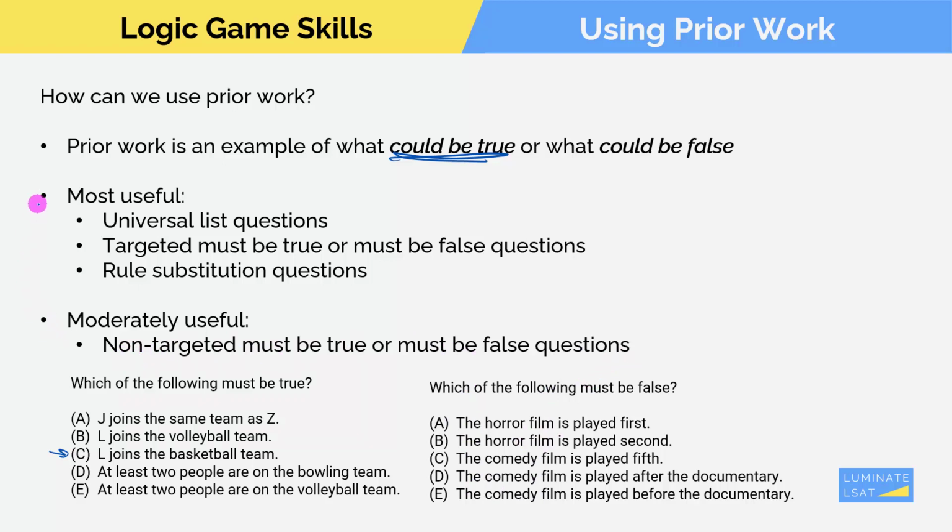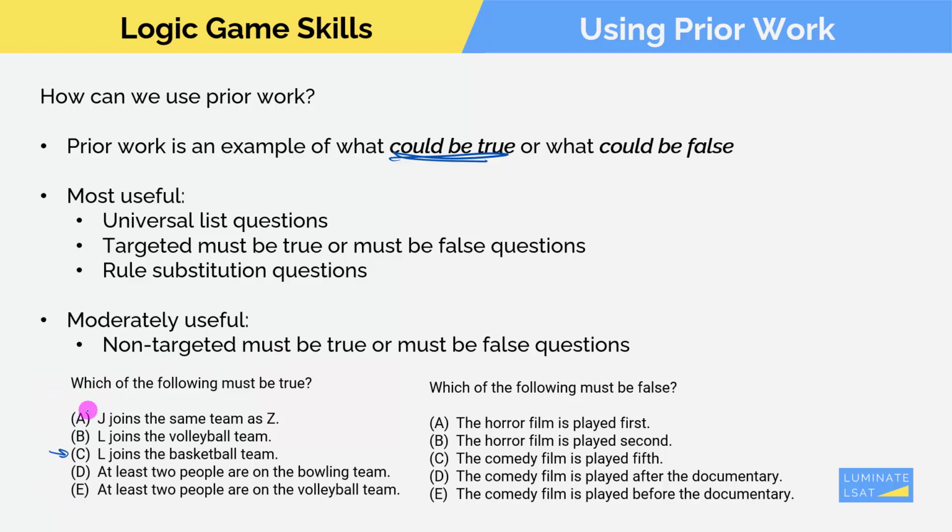So to summarize the difference between these two categories of most useful and moderately useful, for the questions under the most useful category, using prior work is essentially the first thing I'll do to help me eliminate answers. Whereas in the moderately useful category, which are the non-targeted must be true or must be false questions, I'll use prior work more as a secondary strategy.